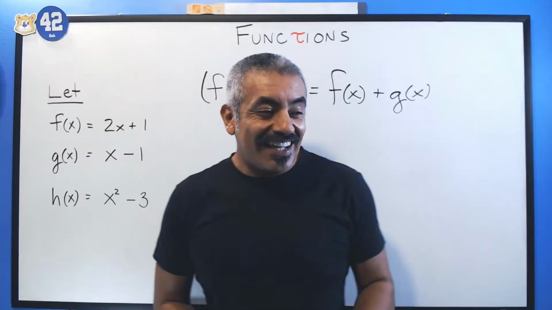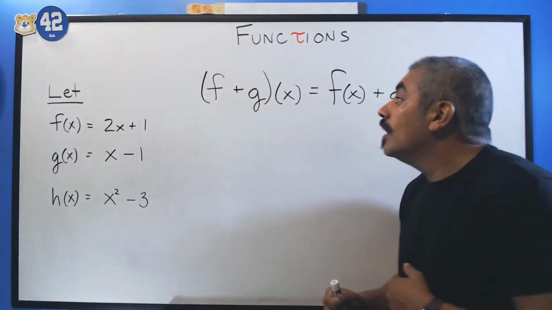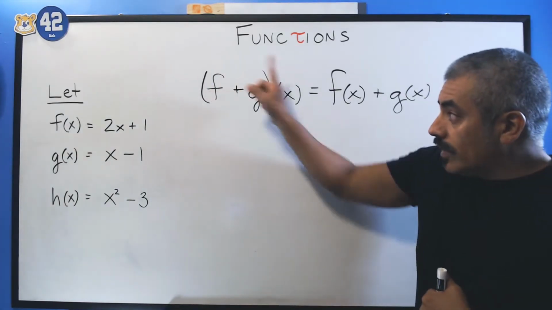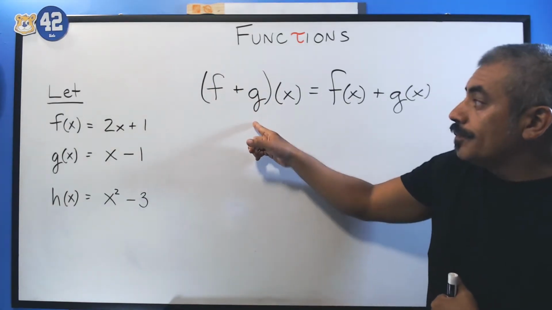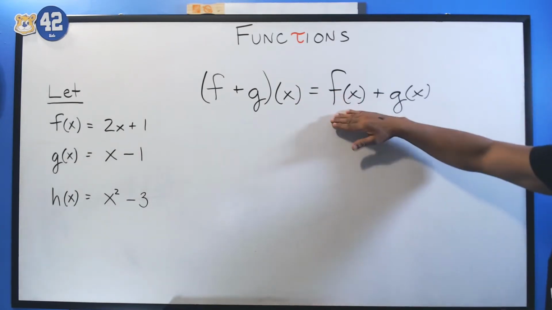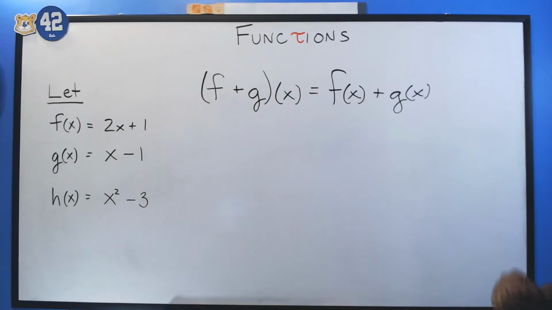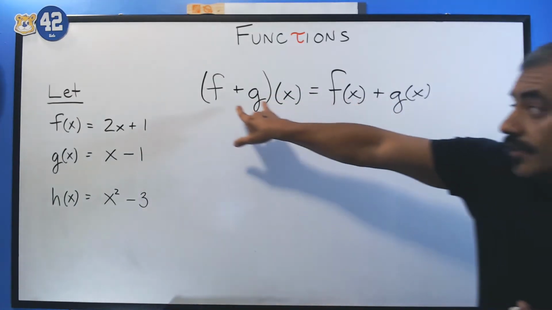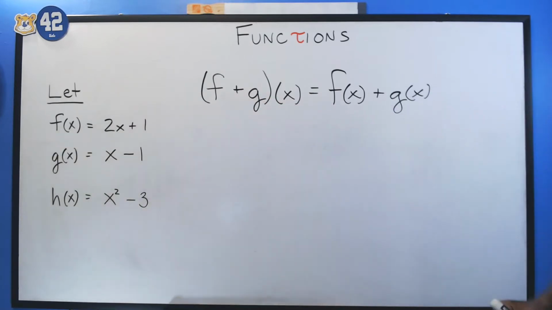Let's get started. Let's begin with the sum of two functions. The notation goes parentheses f plus g, parentheses, of x. And this simply means f of x plus g of x. So whenever they ask you to perform this operation, you're just going to take the two functions that they're asking you and add them. So let's go ahead and do that.